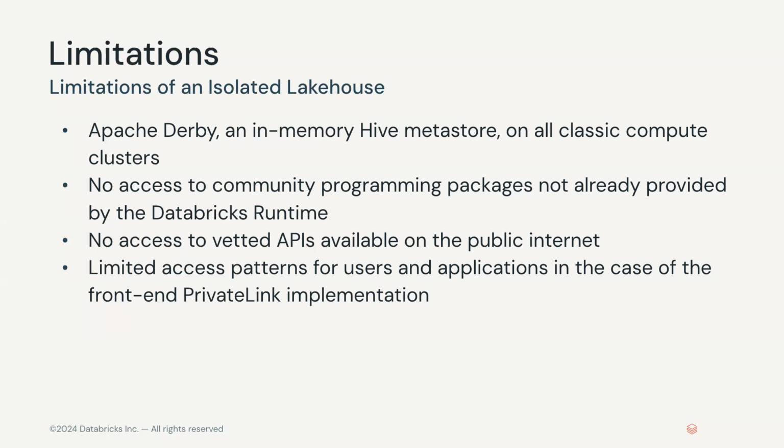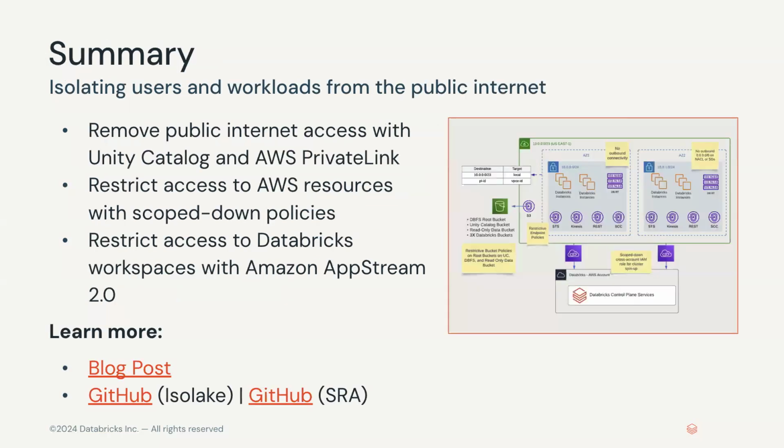The final limitation is that this architecture is only available on our enterprise tier, which supports PrivateLink. Now, in summary of this architecture, we are removing public internet access due to the power of Unity Catalog and AWS PrivateLink. We can restrict access to AWS resources with scoped down policies, and we can restrict access to the Databricks workspace directly with Amazon AppStream.